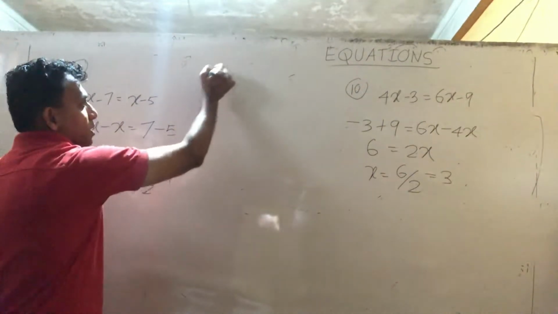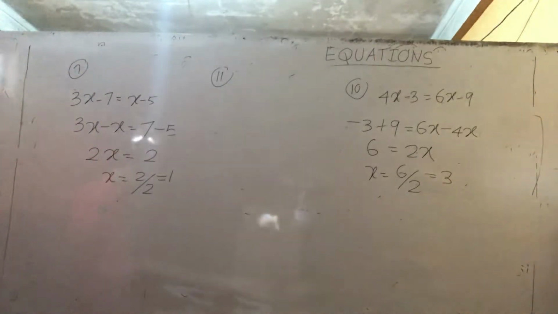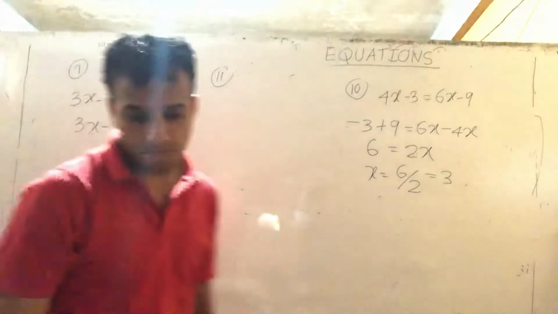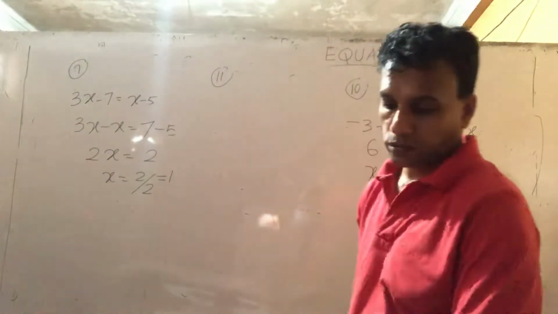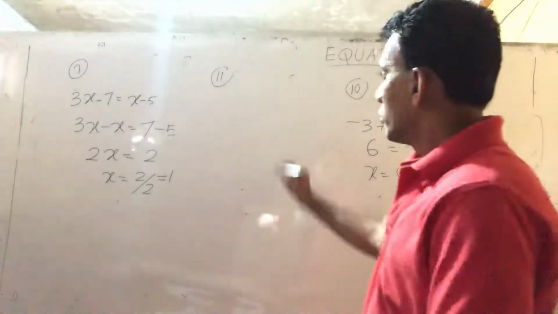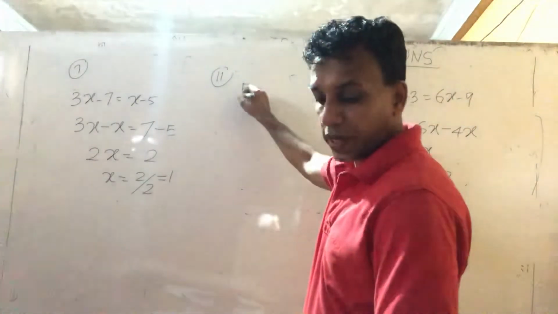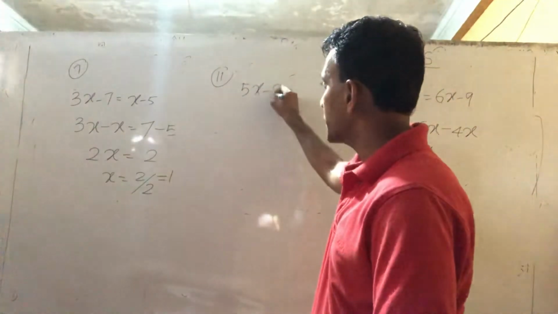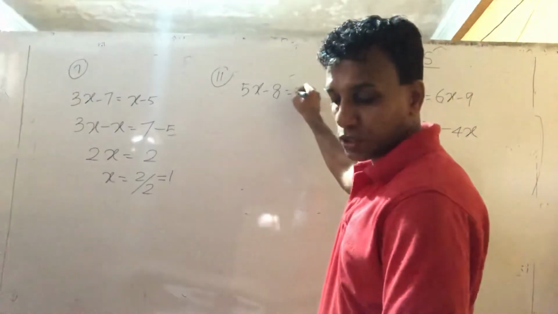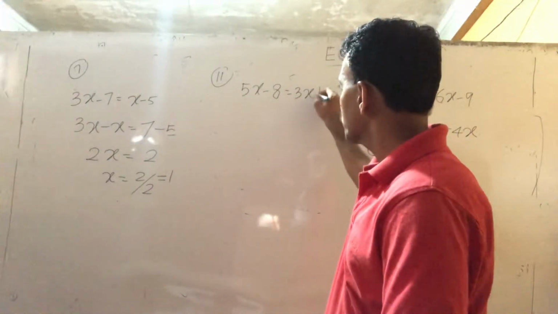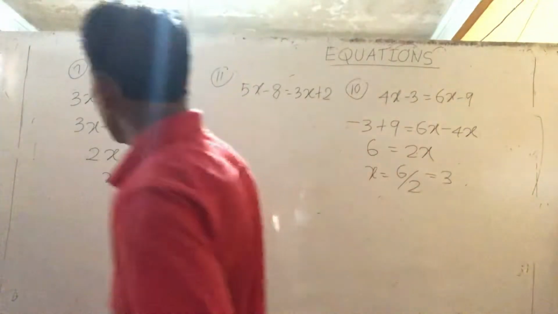Next, question number 11. Try this: 5x minus 8 equals 3x plus 2. Same idea, same types.